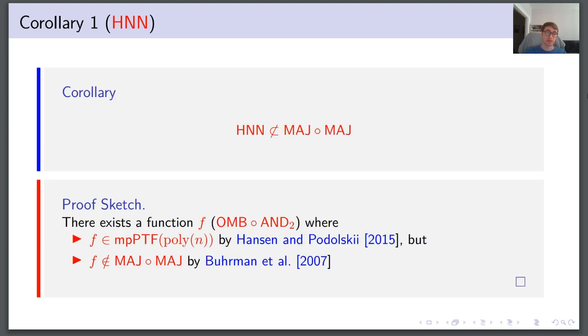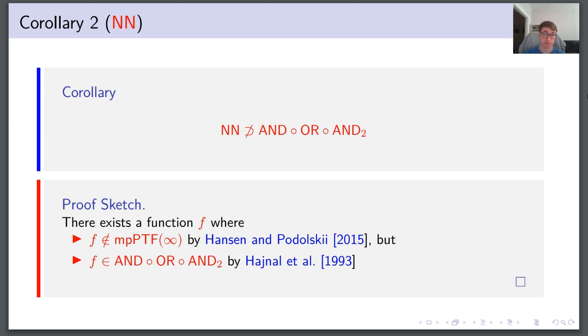And from this, we obtain some corollaries. For example, we obtain that HNN is not implementable by a depth 2 threshold circuit with polynomially bounded coefficients. And that comes straight through NPPTF because there exists a function, which is the odd max bit composed with the two array AND, where f has a pretty compact NPPTF representation, but it's known not to be in match-match.